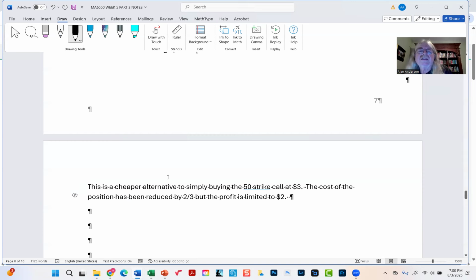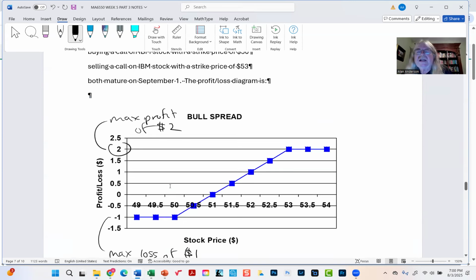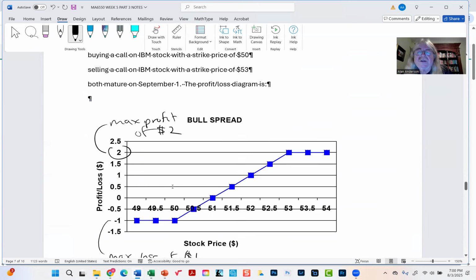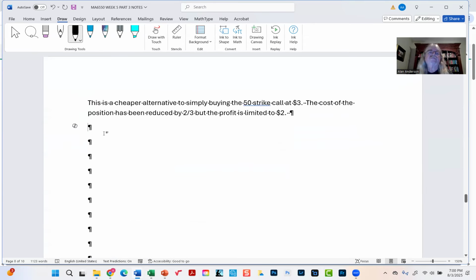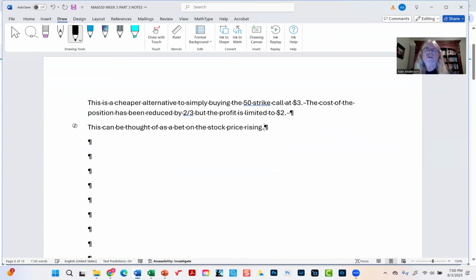But the important thing is that it is a spread. It has two calls. Now, by the way, we could have done the exact same thing with two puts. We're optimistic about the stock, but not very optimistic. And so this is what we've set up. It's called a bull spread because we're basically betting on the stock price going up.